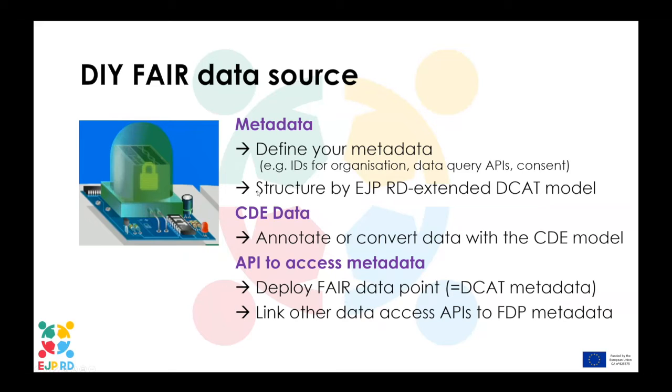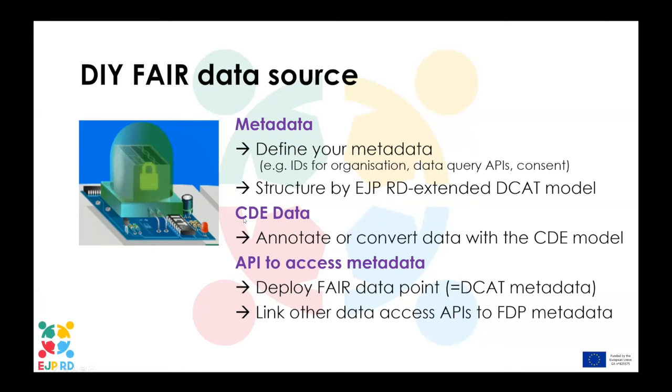So what you need for a do-it-yourself FAIR data source is metadata, and that's the description about your resource. So you need to define that. For instance, the identifier for your organization, the APIs you have, consent that you can refer to. And we propose for the EJP to structure it with the data catalog vocabulary. That's an international, often used model for structuring such information.